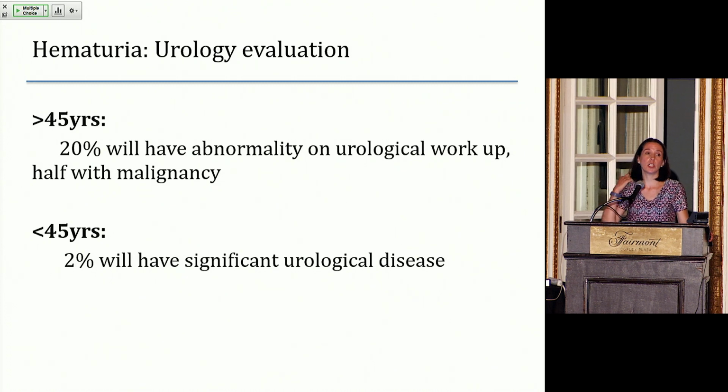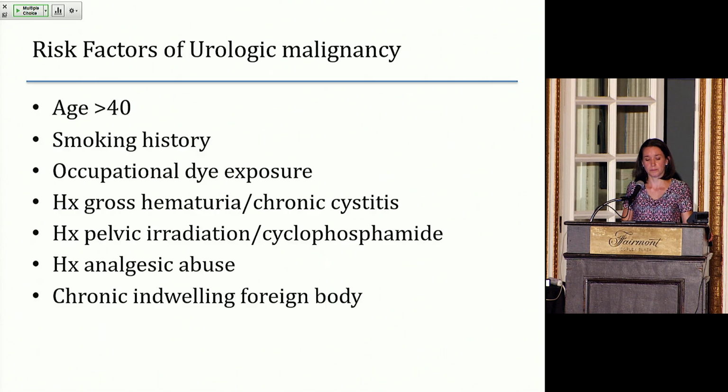In considering urologic evaluation, I think it's useful to risk stratify patients. Of those that are over 45, about 20% will have an abnormality on urologic workup, and about half of those will have a malignancy. Those that are under 45 are much less likely to have a significant urologic abnormality. And I think this information should be considered when you're deciding how much you're going to investigate them.